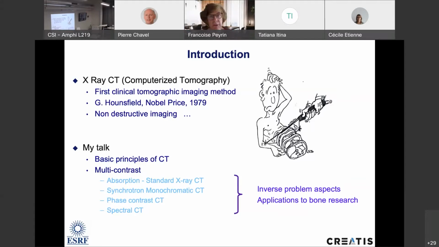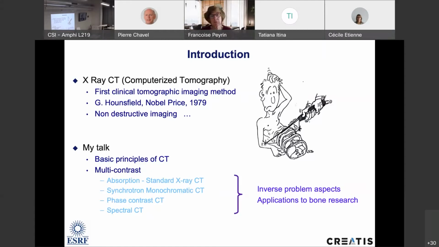So it's really a technique that has developed a lot and that is used nowadays currently in medical practice. But it can also be used as a tool for research, so it can be used at different scales. And in this talk, I will show you the basic principle of CT. It's the core part of my talk.